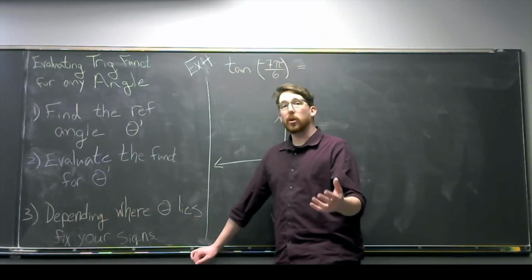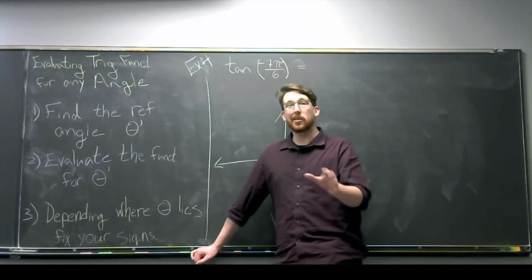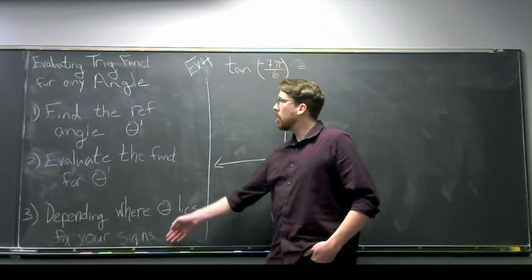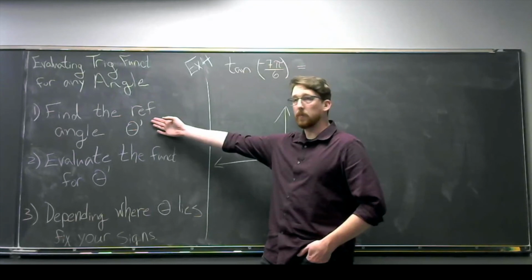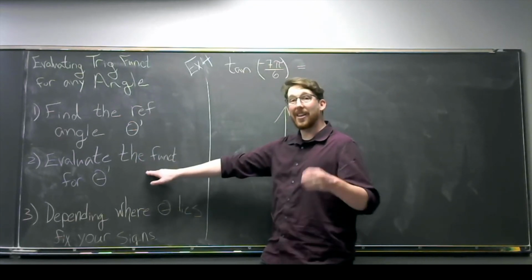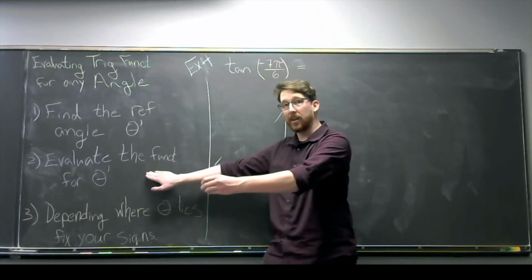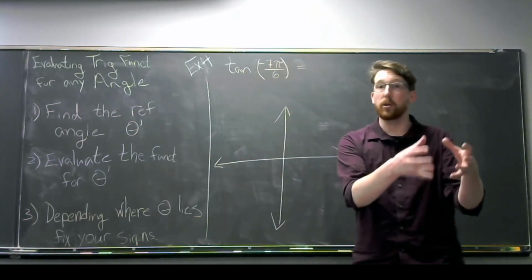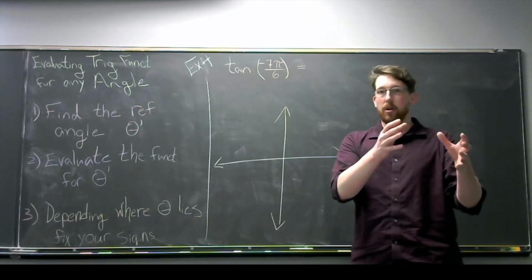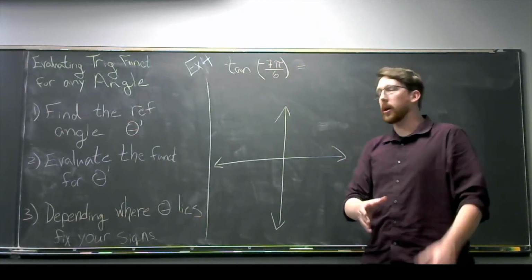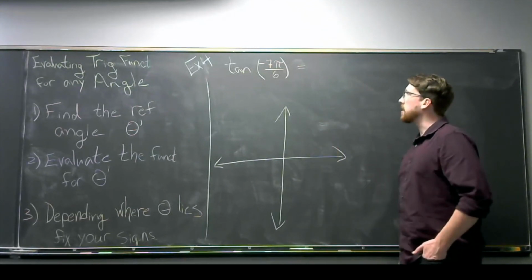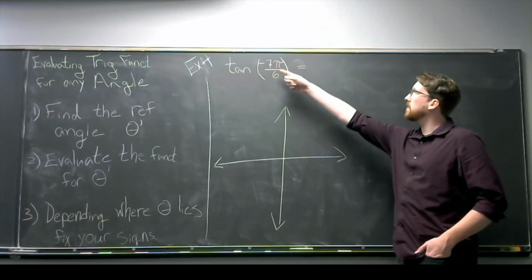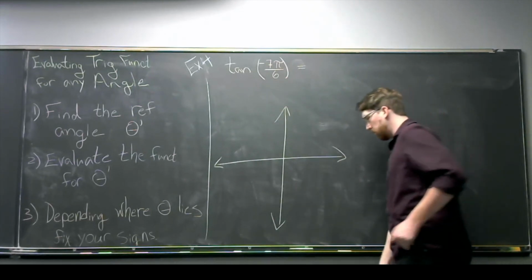When evaluating the trig functions for any angle, we can make things a little bit easier on ourselves by following these 3 steps. First, we want to find the reference angle. Then we want to evaluate that function on the reference angle. And then we want to make sure our signs are right for whatever our actual angle is. Okay, that's a whole lot. What does that look like, right? So let's look at example 4. In example 4, we want to find the tangent of negative 7 pi over 6.